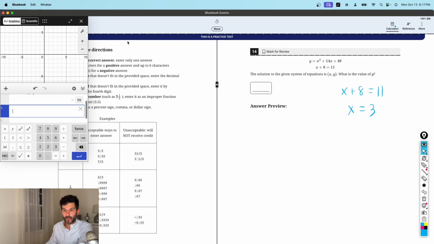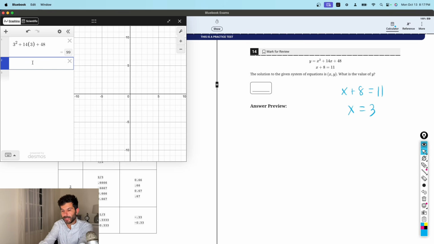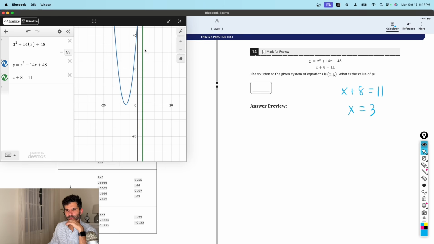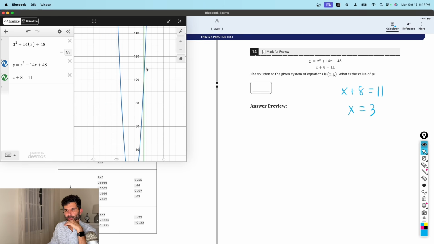Let's go with the other approach, which would be typing in the equations and looking for the graph. So x squared plus 14x plus 48, and then we're going to go with simple x plus 8 equals 11. And this one is a little annoying because we have to scroll out, and you're looking to see where they intersect, which is right here, the clickable point. Once you click on a point and it turns black, that means it's clickable. That means there's no doubt about it. So this one, you get an answer of 99.